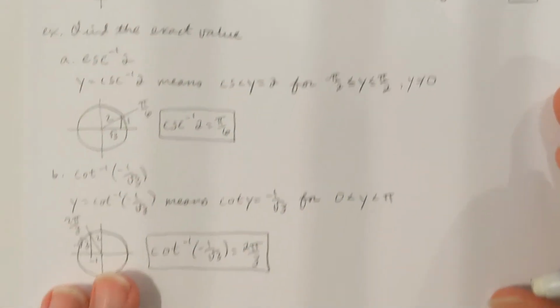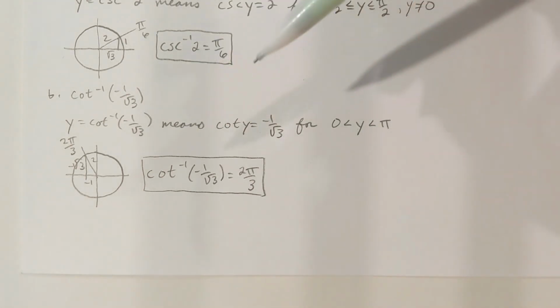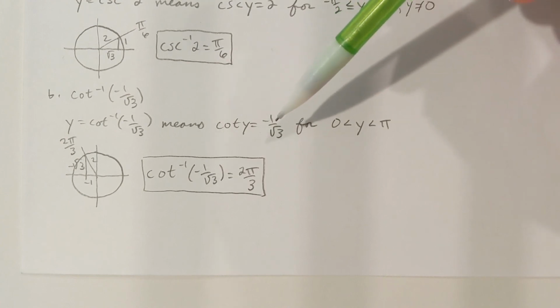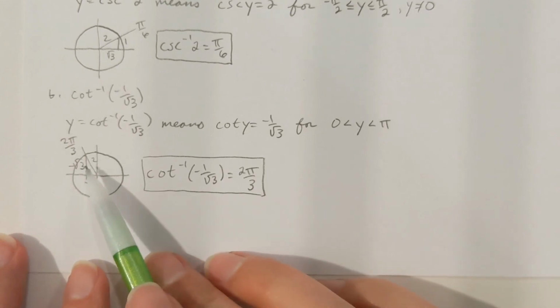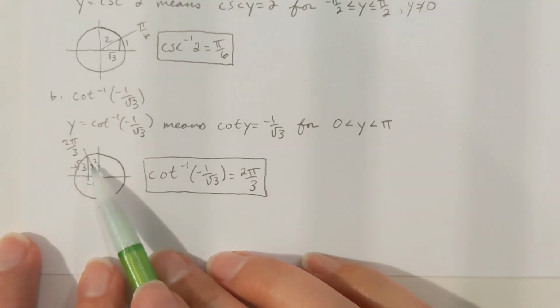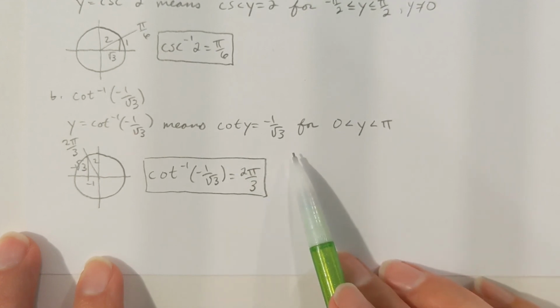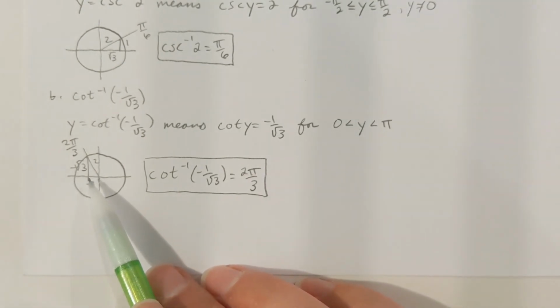Okay. How about if we want to find cotangent inverse of negative 1 over root 3? We'll call that y. y equal cotangent inverse of negative 1 over root 3 means that cotangent of y is negative 1 over root 3. The range of the cotangent inverse curve is 0 to pi. Okay, so I'm going to be in quadrant 1 or quadrant 2. Cotangent of an angle is adjacent over opposite. So that adjacent side is a negative. I'm going to be in quadrant 2 then.